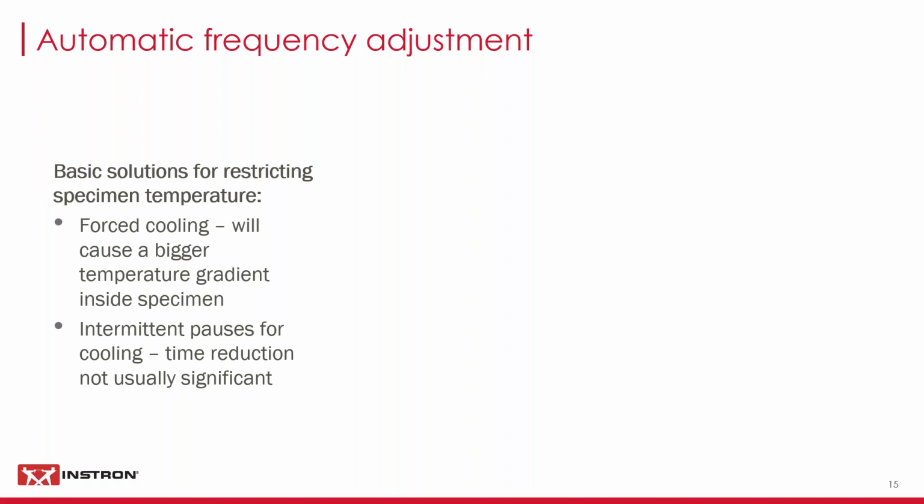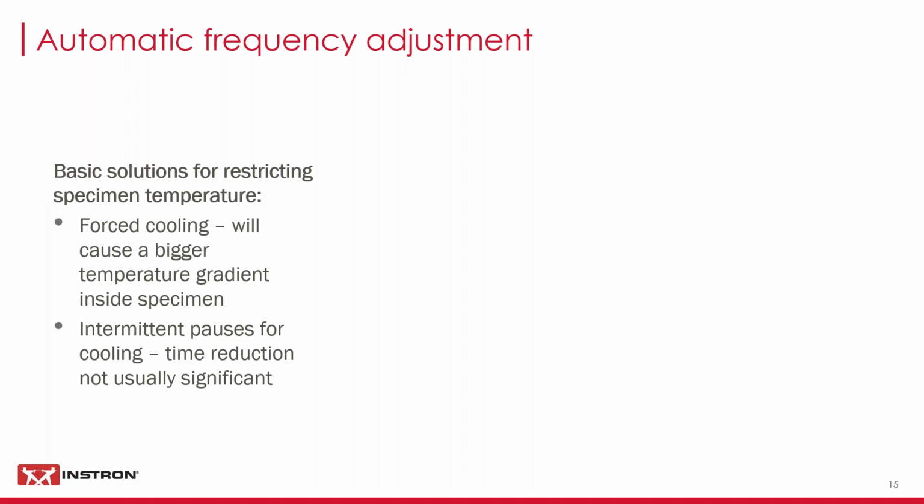Someone has literally put a small fan in front of the specimen. They're using air blast cooling across the specimen to keep it from getting too hot. Now, yes, absolutely, it's a very pragmatic solution, but it does generate a through thickness temperature gradient in your specimen, which really any material scientist is going to tell you is not a good idea. That's not what we want. The other thing you can do is monitor the temperature and pause intermittently for cooling.